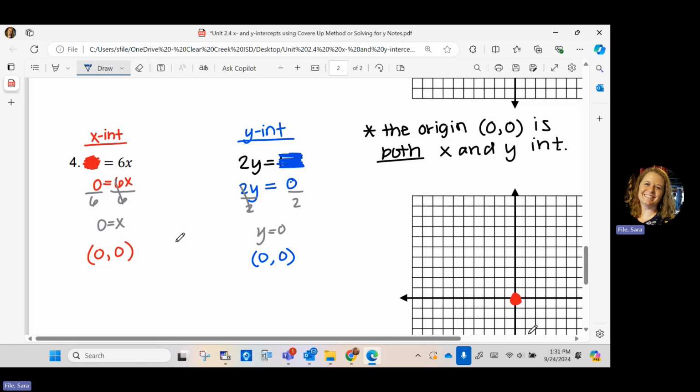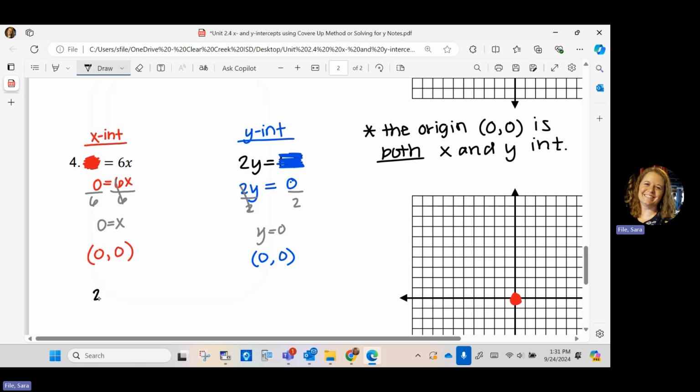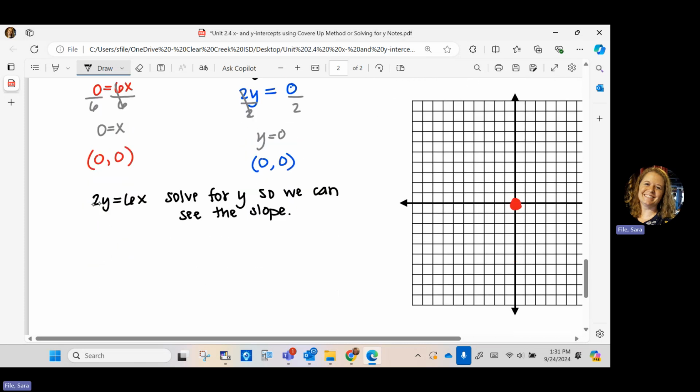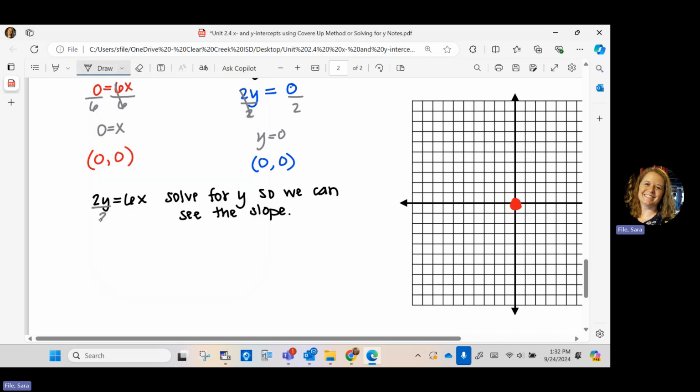Or I can take the equation I was originally given and rearrange it to solve for y, so we can see the slope of the line. Here's the original equation: 2y equals 6x. If I am solving for y, I would divide the 2 over. And when I do that, I get y equals, and then 6 divided by 2 is 3. So here's the equation.